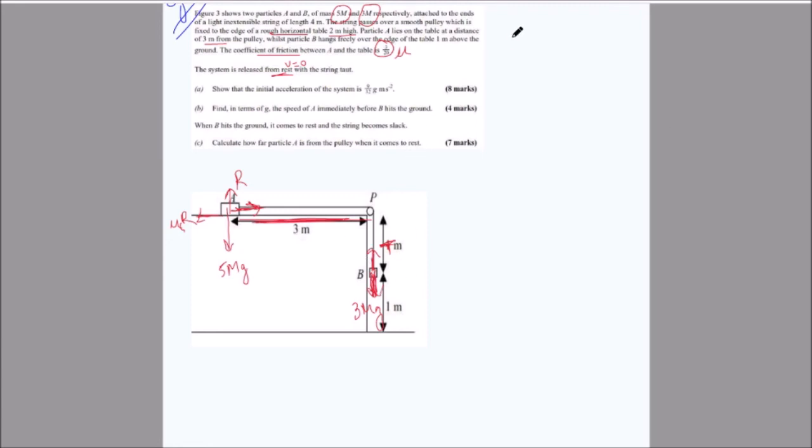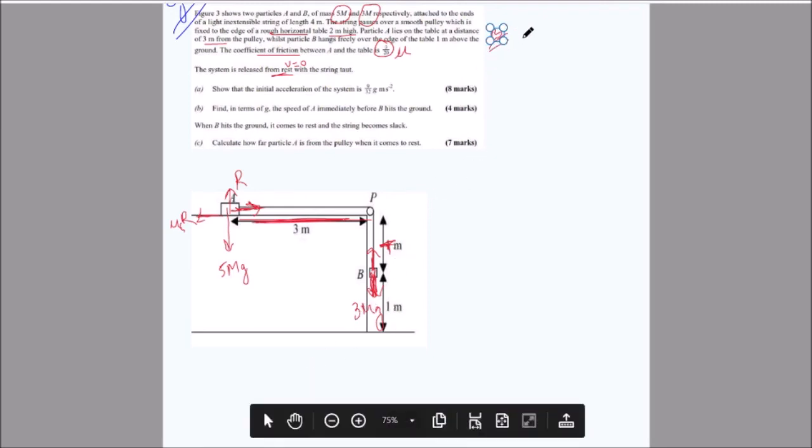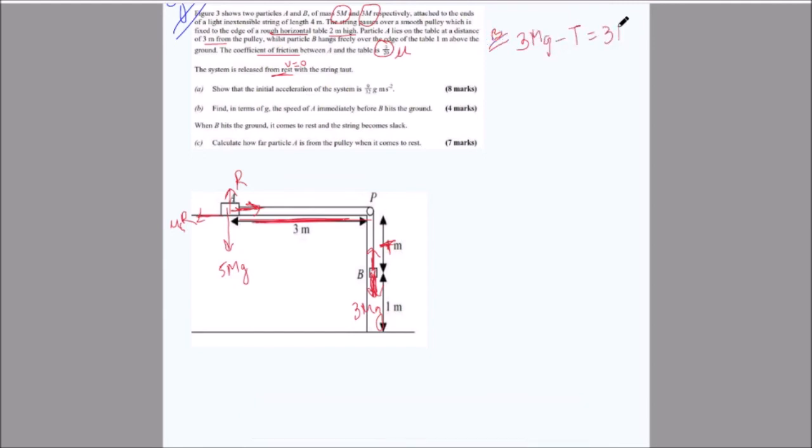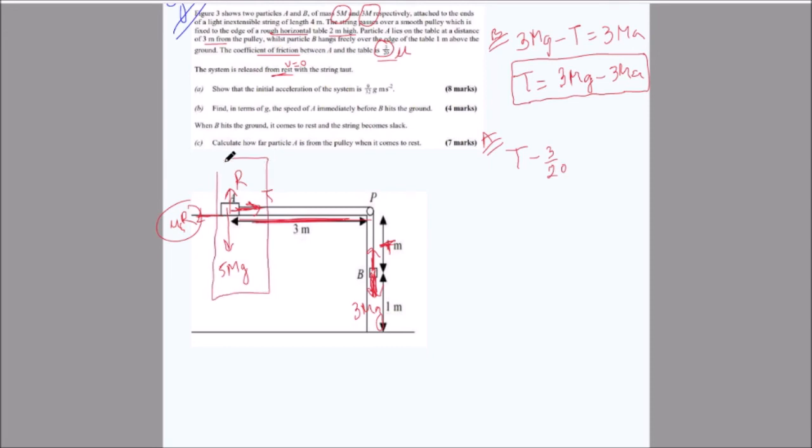Every single math is similar. You just draw the diagram and form the equation, that's it. So for particle B, I'm starting with particle B. It is going downward, so 3mg positive, and then tension negative equals 3ma. So tension is basically 3mg minus 3ma. For particle A, it's towards the right, so tension is positive. Mu R, mu is 3 by 20, it's given, and R, if you consider the vertical direction, it's balanced, so R equals 5mg.